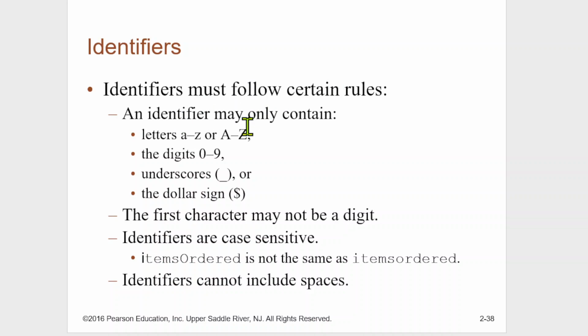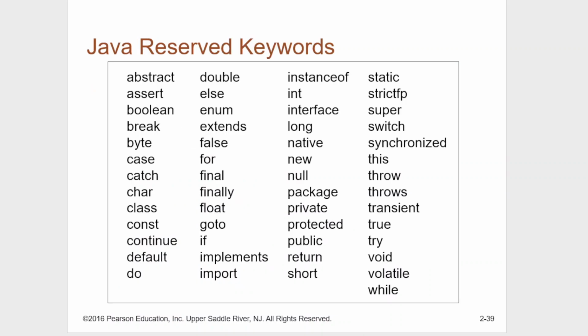An identifier may only contain letters A through Z, digits 0 through 9, underscores, or the $ sign. The first character may not be a digit. Identifiers are case sensitive, so itemsOrdered is not the same as itemsordered, because the O is capitalized here. Identifiers cannot include spaces. And again, you cannot use any of the Java reserved keywords here.